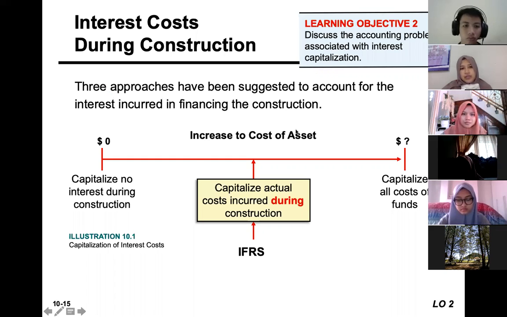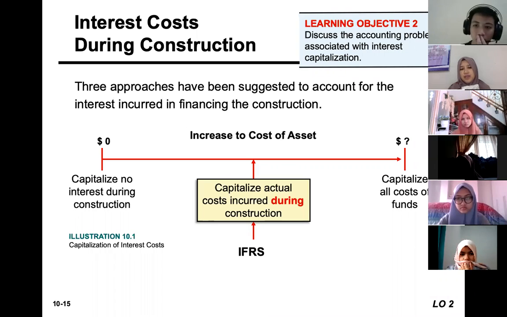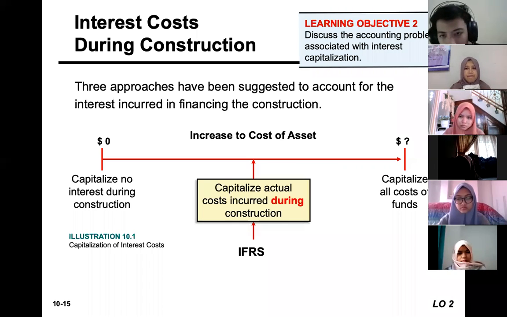Another issue is interest cost during construction. So there are different opinions as well, whether to include or not to include the interest cost during construction. One opinion is to capitalize no interest during construction. They argue that the interest is just to be expensed as financing costs. It shouldn't be capitalized as part of assets. Another extreme opinion is to capitalize all the interest incurred during the construction.